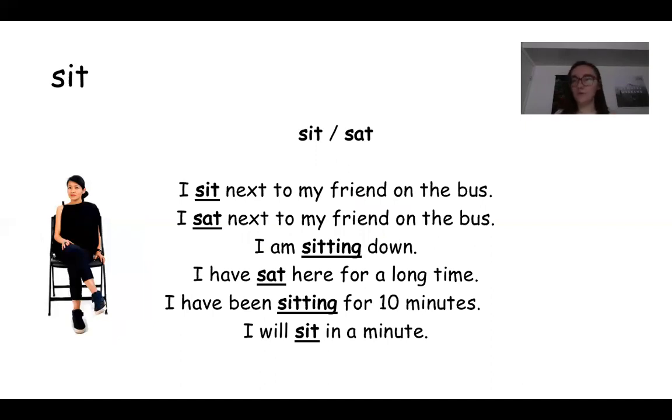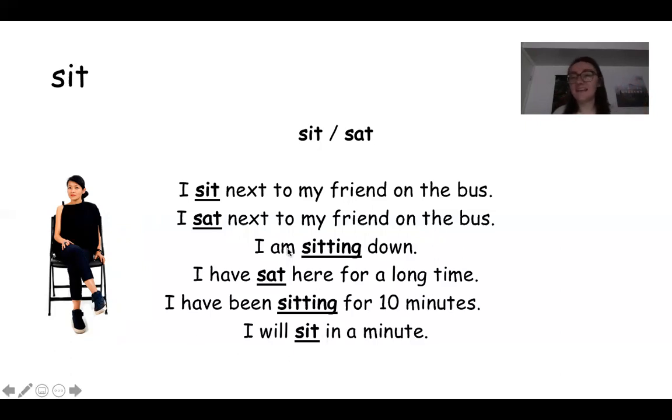So I wanted to show you all the different ways you can use this verb. I sit next to my friend on the bus. That's simple present tense, right? I sit next to my friend on the bus. It means that I sit next to my friend a lot when I'm on the bus, almost all the time. I sat next to my friend on the bus. Sat is past tense, right? So sat is one thing that happened in the past.